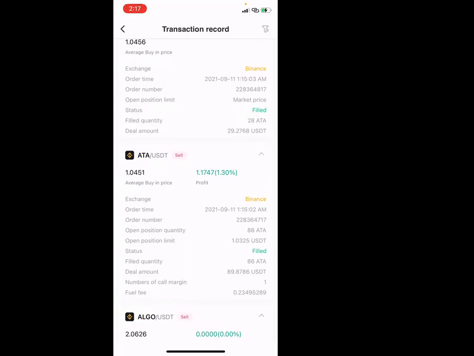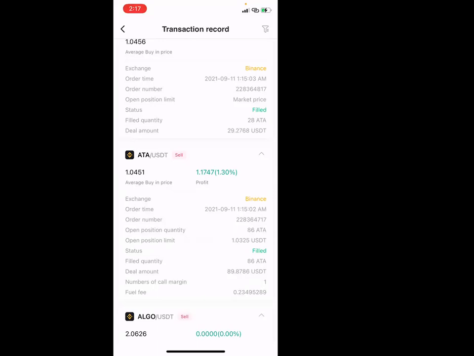Look at the order number here. Look at the quantity of Ether that was purchased. And look at the deal amount. The deal amount is $89.8786. Approximately for me, I know it's $90. You can see margin call, numbers of margin call. Okay, that means it picked one margin call for me. I will explain that.